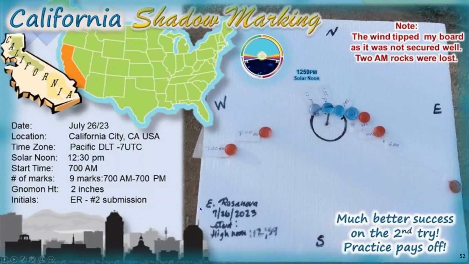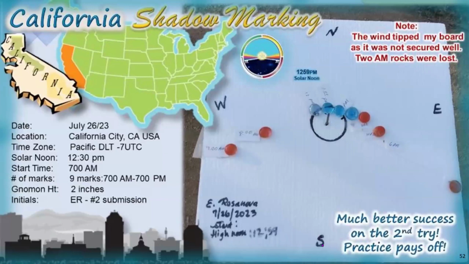So here she's got her name and the date. This is July the 26th. Again, she's really excited. California City, really excited about marking. She had her solar noon, okay, and she's saying much better success on the second try. Practice pays off, and it always does.